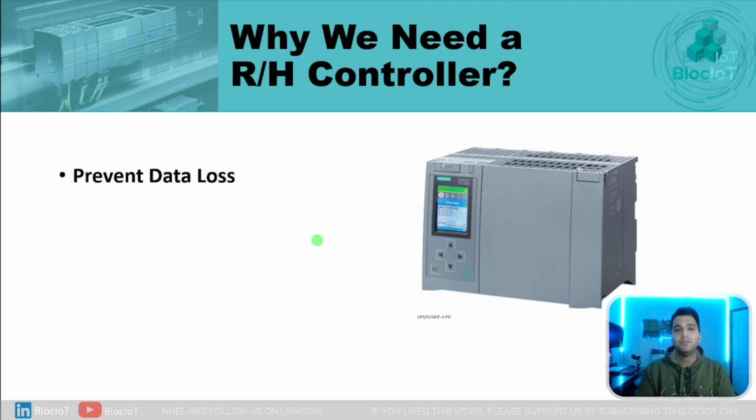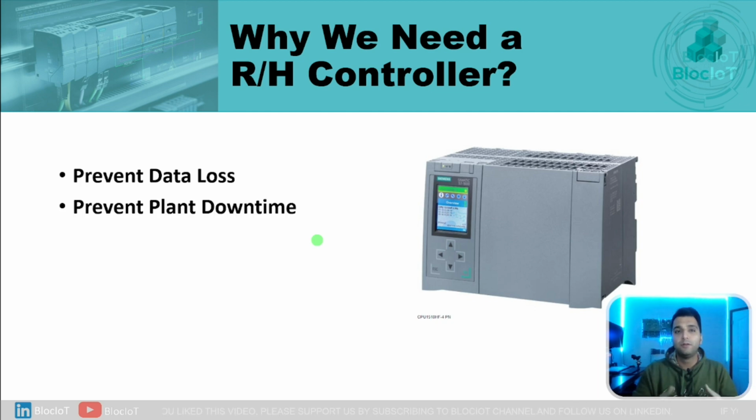So the first reason to use an R/H controller instead of a standard CPU is preventing data loss in the plant. For sure, if we lose the CPU, we lose everything. We don't capture any data, we don't control anything, and overall we lose a lot of valuable data that can cost us a lot of money.